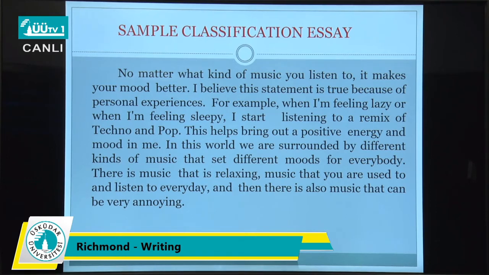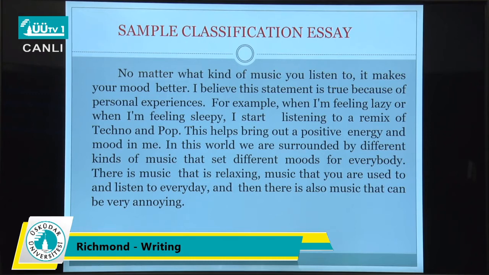So here, let's look at the last sentence. There is music that is relaxing, music that you are used to and listen to every day. And then there is also music that can be very annoying. So we immediately understand that in this essay, we will see three types of music. The first type is relaxing. The second type is the music that we listen to every day. And the third type is the annoying music.